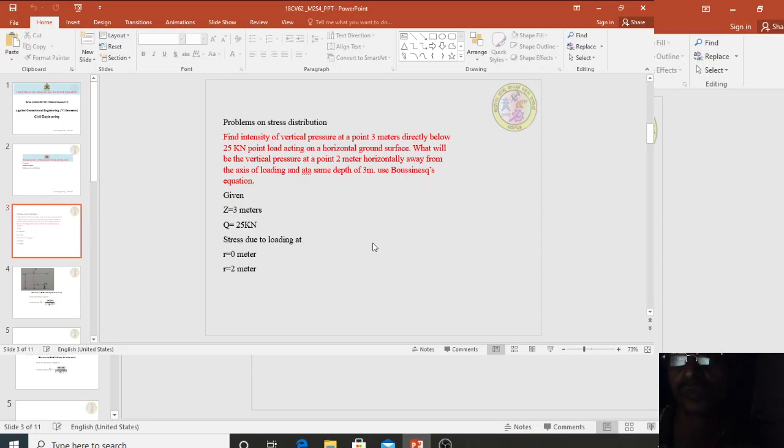Case 2, same 25 kilonewton loading. You have to calculate stress at a depth 3 meter below the loaded area, but not below the loading, at a radial distance of 2 meter away from the loaded point. So your R value will be 2 meter. So R by Z value will be 2 by 3. They said that you have to use Boussinesq's equation.